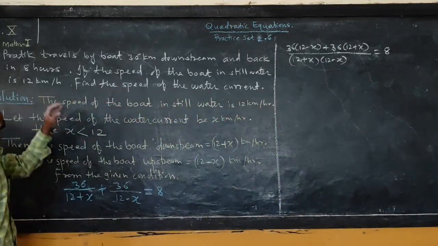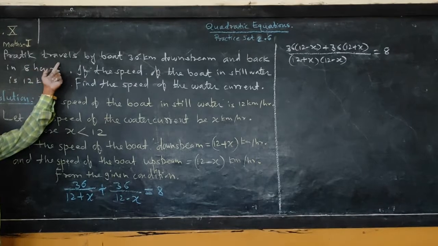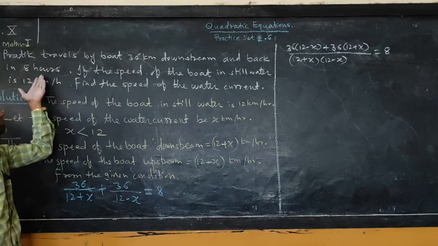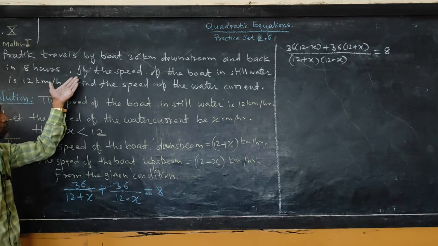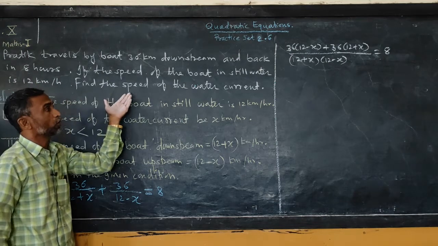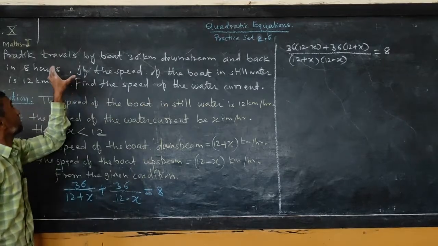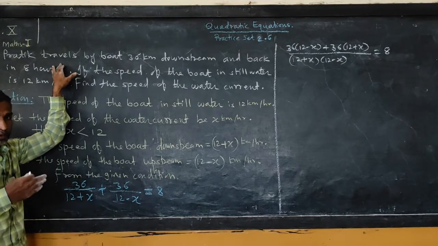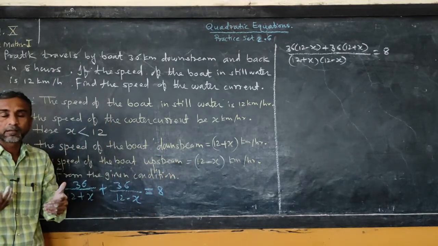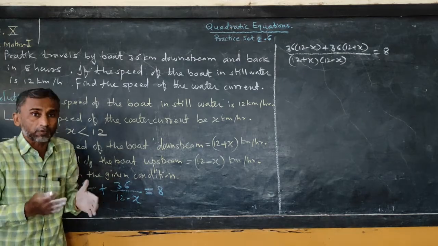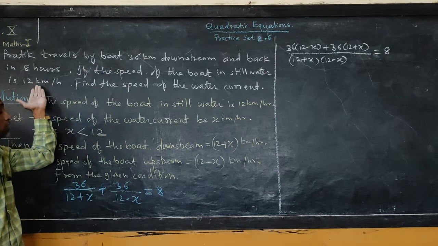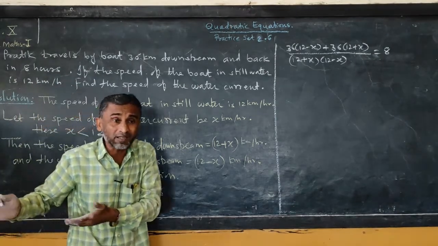Next question, question number 7. Pratik travels by boat 36 km downstream and back in 8 hours. If the speed of the boat in still water is 12 km per hour, find the speed of the water current. That means Pratik is traveling by boat, he is traveling 36 kilometer distance downstream, and again he comes back, and the time required by him is 8 hours. If the speed of the boat in still water is 12 kilometer per hour, then what is the flow of the water current?